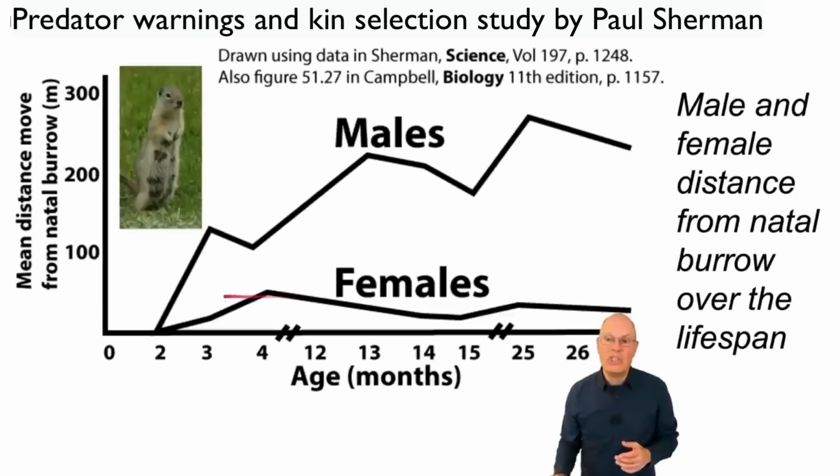So everybody obviously starts out in the burrow where they were born, but then the behavior of males and females is quite different. Females wander very little over the course of their lifespan. These squirrels don't live very long, so even when these squirrels are 26 months old, which is quite old for a squirrel, they're pretty close to the burrow where they were born, less than 50 meters. The males, by contrast, move quite a bit. So by the time they're 2 years old, they're up to 280 or so meters away from the burrow where they were born.